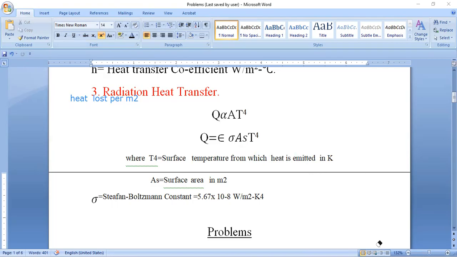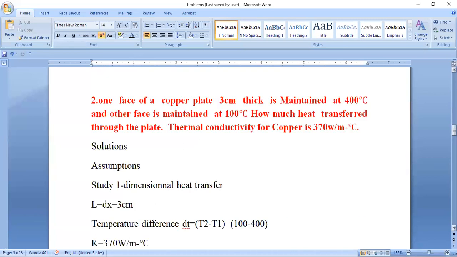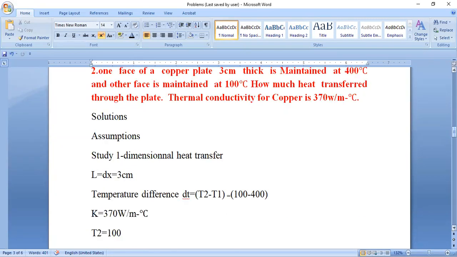Next, radiation of heat transfer. See here the second problem. One face of a copper plate 3 centimeter thick is maintained at 400 degrees Celsius. The other face is maintained at 100 degrees Celsius. How much heat is transferred through the plate? Thermal conductivity of the copper is given.